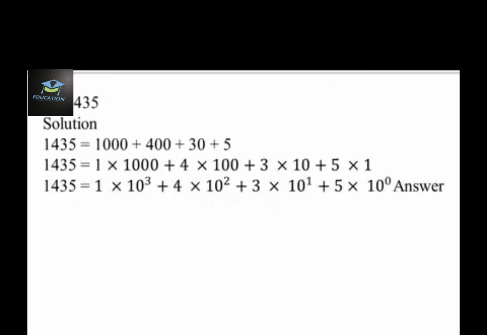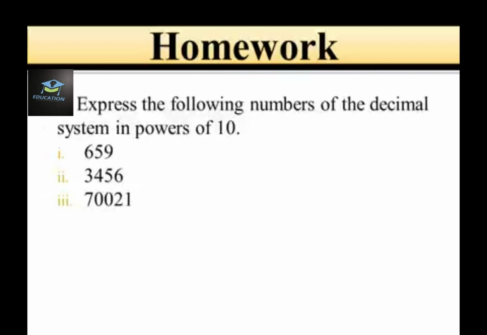1, 4, 3, 5. We have 1000 plus 400 plus 30 plus 5. So we have 1 multiplied by 1000 plus 4 multiplied by 100 plus 3 multiplied by 10 plus 5 multiplied by 1. So we have 1 multiplied by 10 power 3. 10 power 3 always equals 1000. Then plus 4 multiplied by 10 power 2 plus 3 multiplied by 10 power 1 plus 5 multiplied by 10 power 0. So this is your answer.